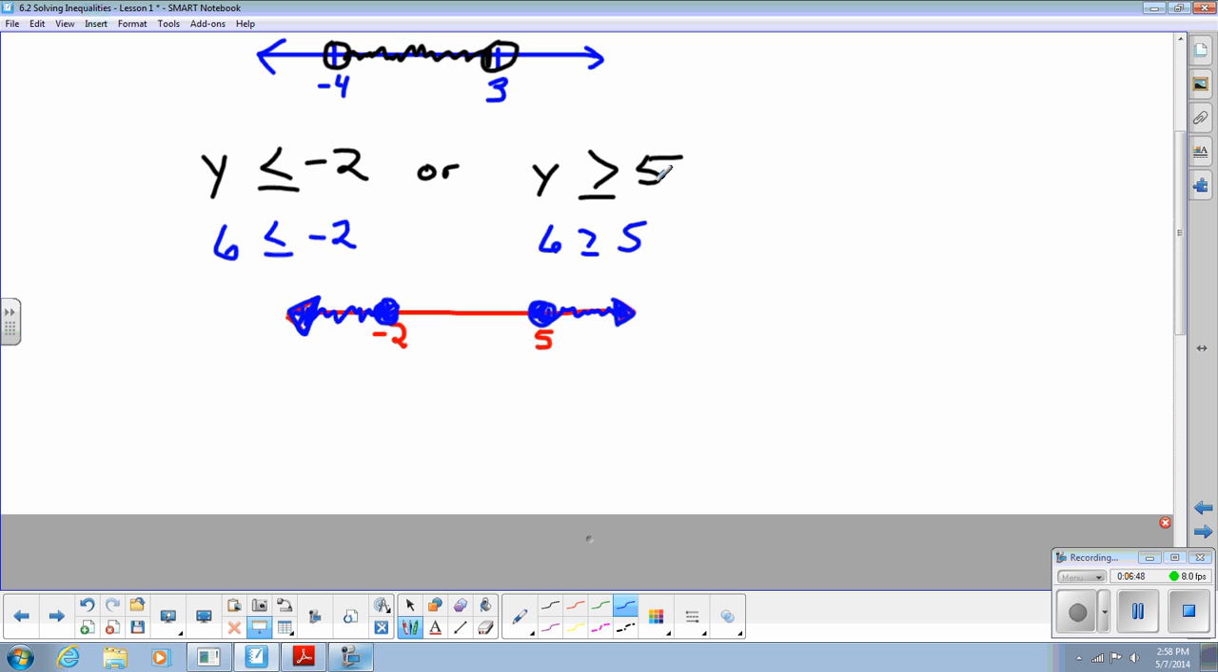And let's think about it for a second. Can a number truly be less than -2 or greater than 5 at the same time? Yes, it can. As long as it makes one of them true, I'm in good shape. So that's two of them that I've shaded now.